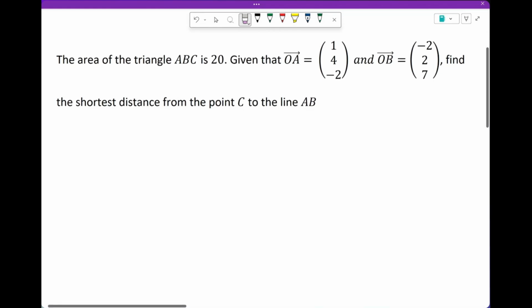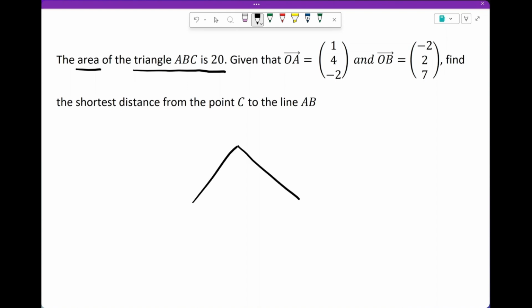In this question, we're going to look at a problem involving the area of a triangle and vectors. So we're told that the area of the triangle ABC is 20. So I'm just going to draw a triangle and label the vertices ABC just to help visualize. So A, B, and then C.